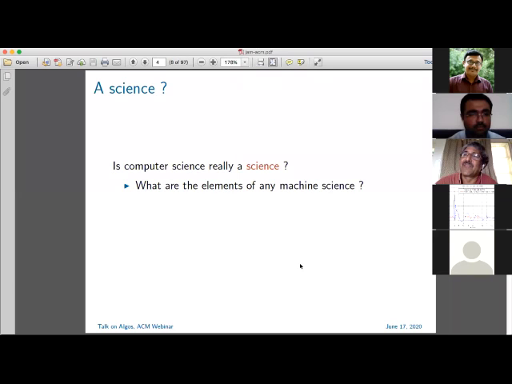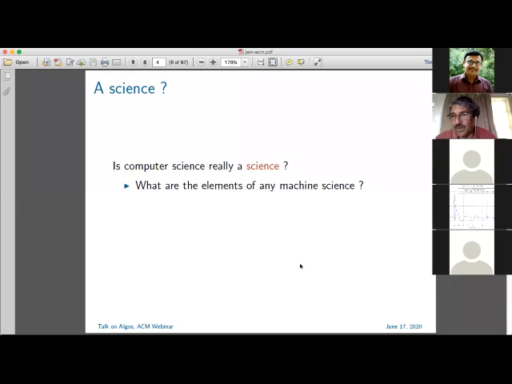I've never heard of a fan science, right? Mic science, tube light science, right? And I've never heard of a machine science as such. We do talk about mechanical engineering. We don't talk about a machine science, but we talk about computer science, right? We have all degrees in computer science.